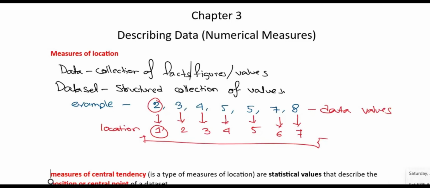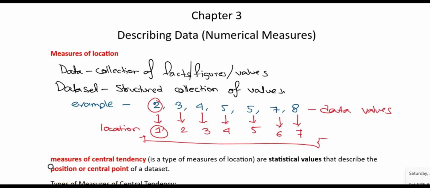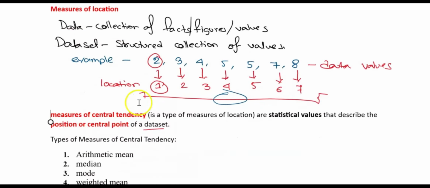Now we're talking about measures of location. One of the measures of location is measures of central tendency. Now what is central tendency? Measures of central tendency are statistical values that identify the middle point or central point of a data set. So among these locations, somewhere probably here, let's say, is the data value I want to find out. How will I find it? We are going to identify the location of the center. The data value respective to that center location would be my value of central tendency. I hope it makes sense.